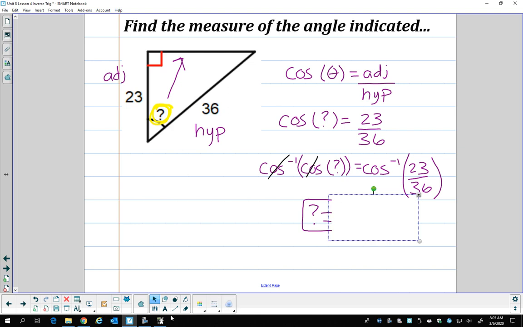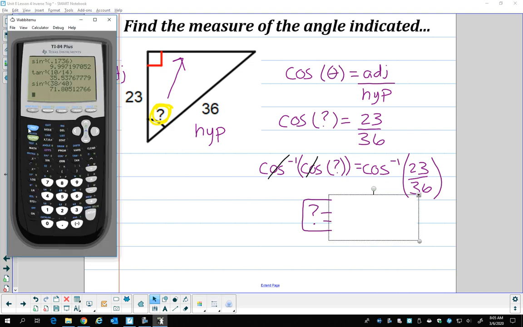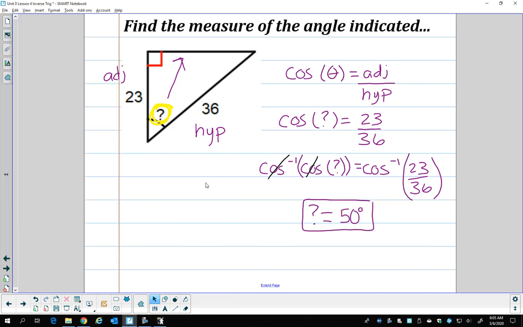And then I can go to my calculator here. No need to change that fraction to a decimal. Let's just do the second cosine of 23 divided by 36. And we'll round that to 50 degrees. That's close to 50 degrees.